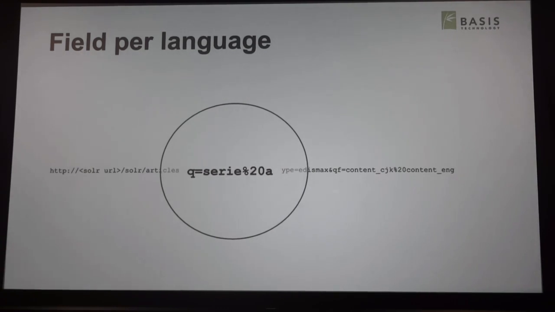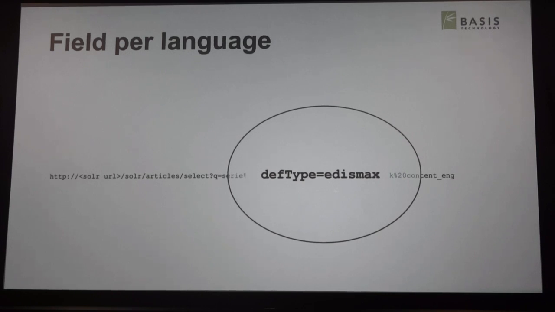The first interesting thing to note is this q equals Serie space A, URL encoded space. So that's my query string. That's maybe what the user typed into their search box. defType eDismax. So Dismax, who's familiar with Dismax or has used it? All right, no one. OK, so Dismax is a query parser that is included in Solr. And the key thing that it allows you to do is to query over multiple fields simultaneously.